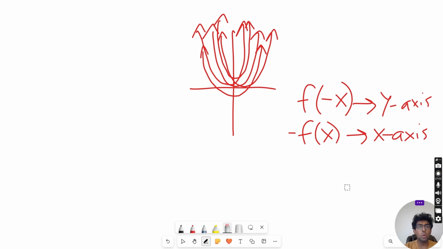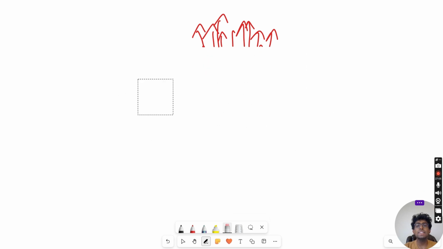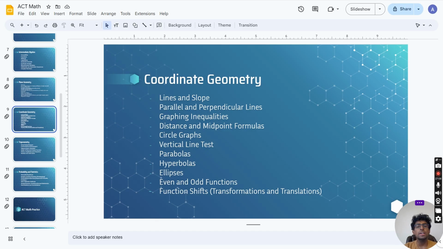So that's it for coordinate geometry. Those are all the major topics that you guys need to know. Again, this is a pretty important section, especially these first few topics up here. Those are very important, in addition to parabolas, hyperbolas, and ellipses. Those are important as well. So make sure you understand these topics.